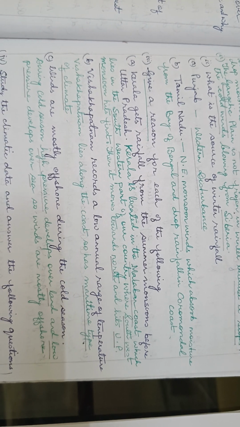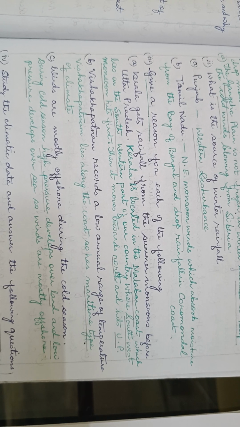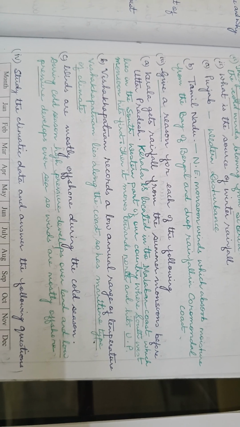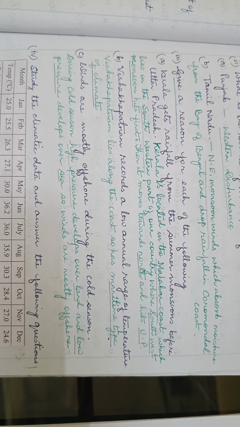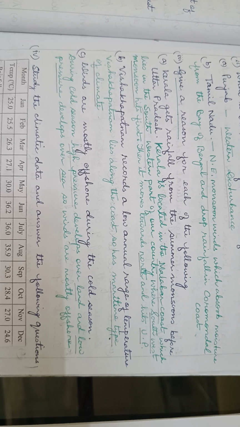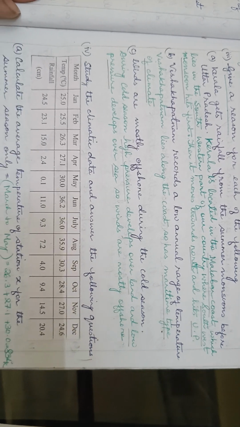Next, give reason. Vishakhapatnam records a low annual range of temperature because it lies along the coast and so has a maritime type of climate. Next, give reason. Winds are mostly offshore during the cold season because during the cold season high pressure develops over land and low pressure develops over the sea. So winds are mostly offshore.